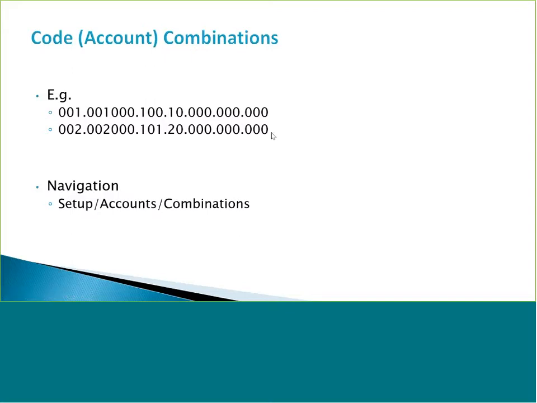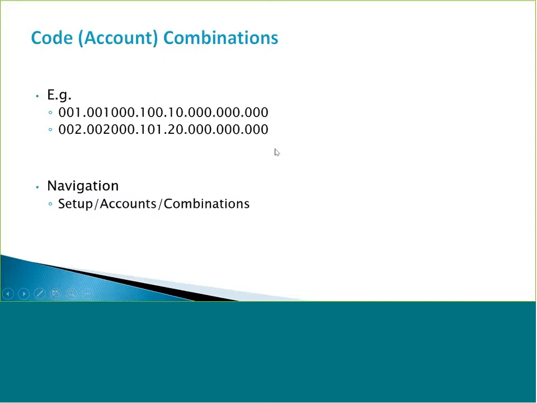So we use these combinations to enter journal lines in the general ledger, and we can also do account inquiries against these combinations. This is why we have a multi-segment chart of accounts. It enables us to do inquiries and entries using these code combinations.